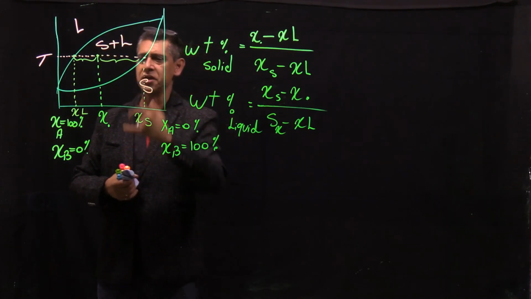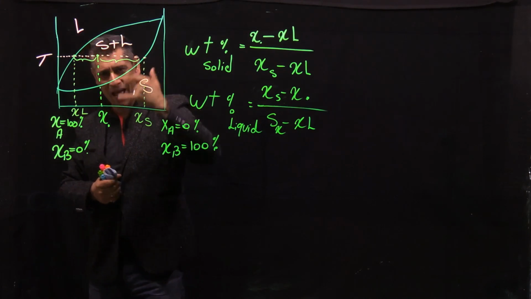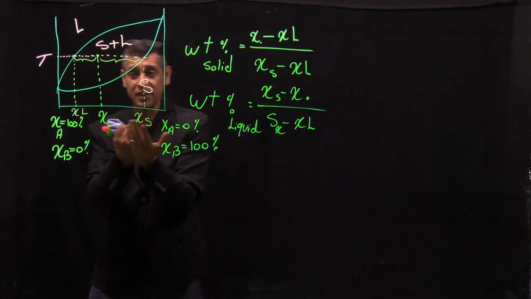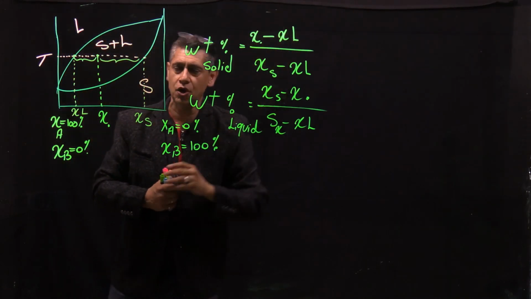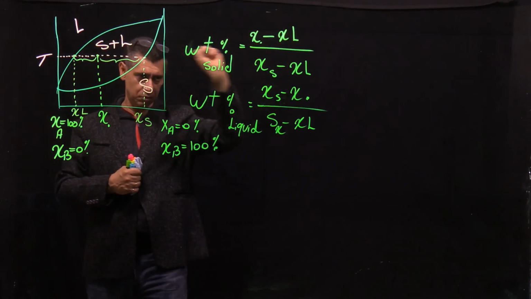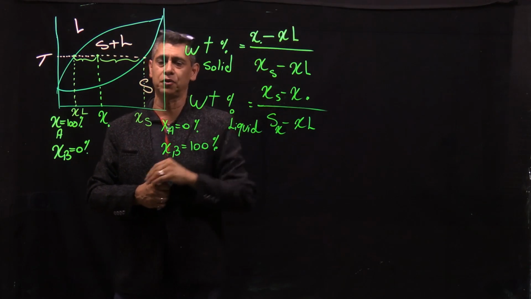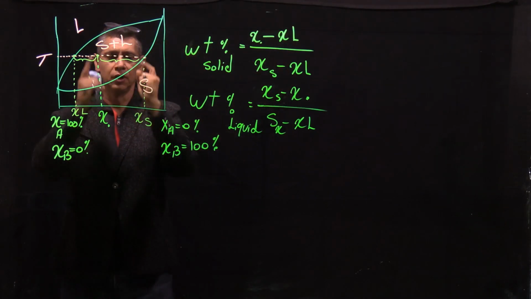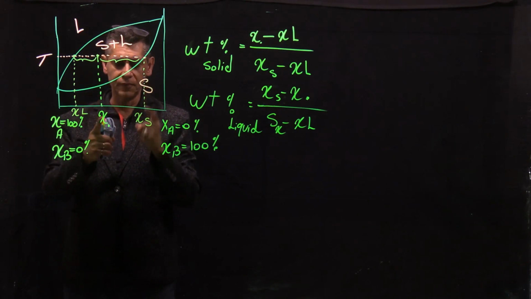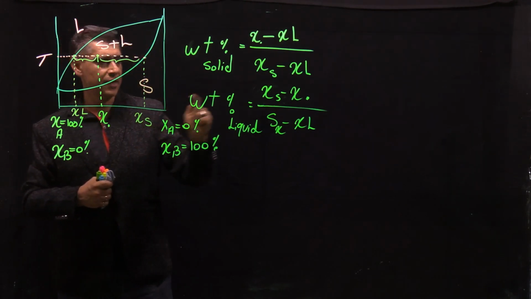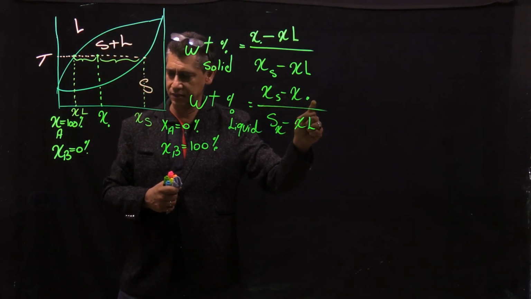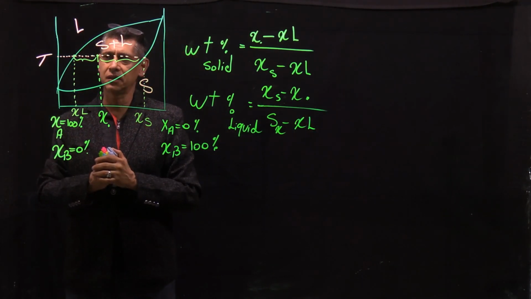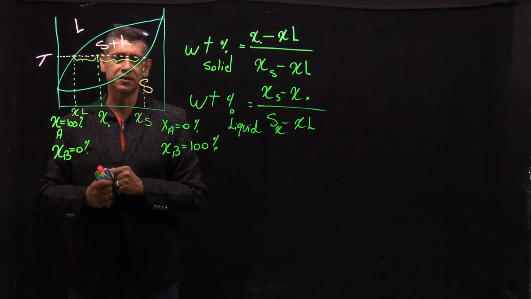And in the same token, the mass fraction of liquid, how many percent liquid you have, which is, by the way, 1 minus the fraction of solid, or 100 minus the percentage if you talk about the percentage of solid. So it's equal to this length, X sub S minus X sub 0, divided by X sub S minus X sub L.